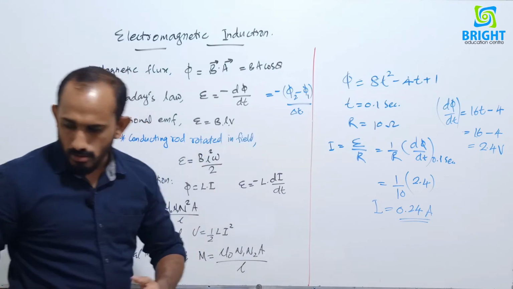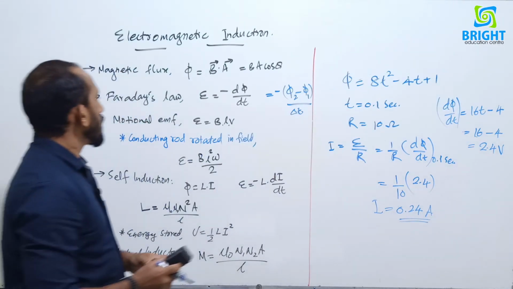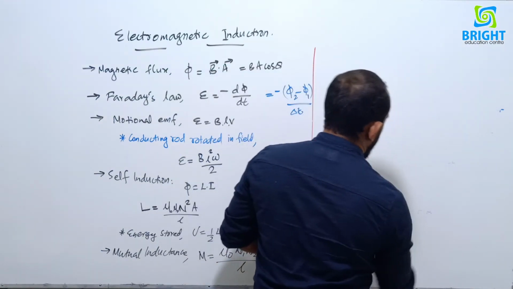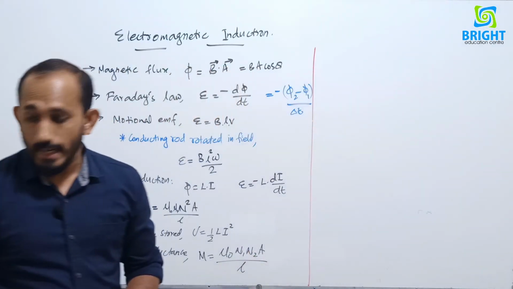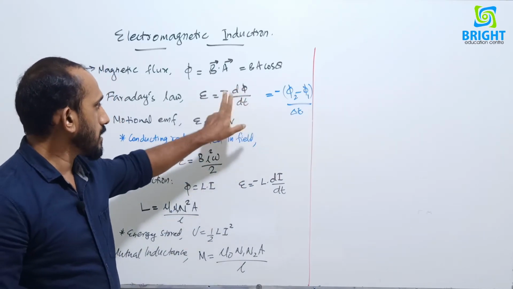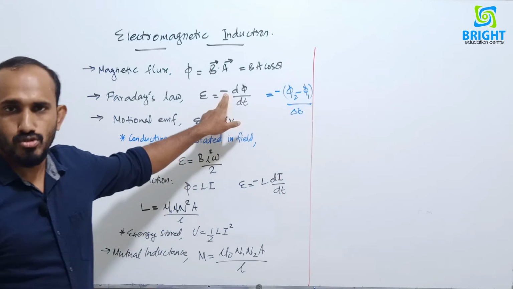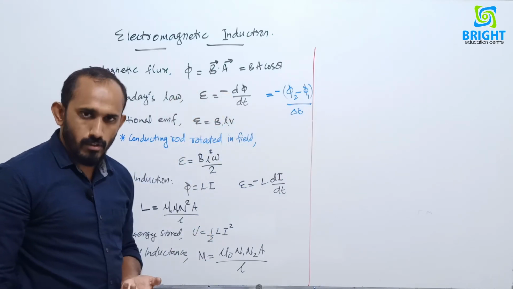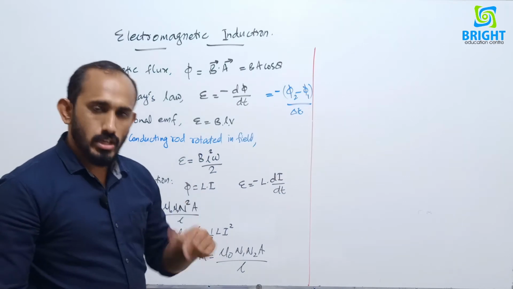So the basic concept of Michael Faraday's law of electromagnetic induction is that the induced EMF is directly proportional to the rate of change of magnetic flux, equal to minus d phi by dt. This negative sign is given by Lenz's rule. That rule says that the direction of induced EMF or current will be opposite to the change in flux.